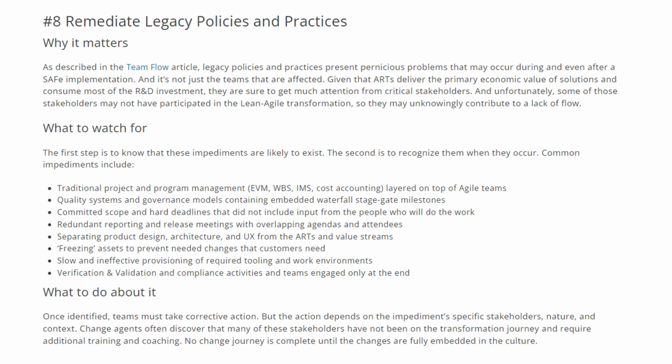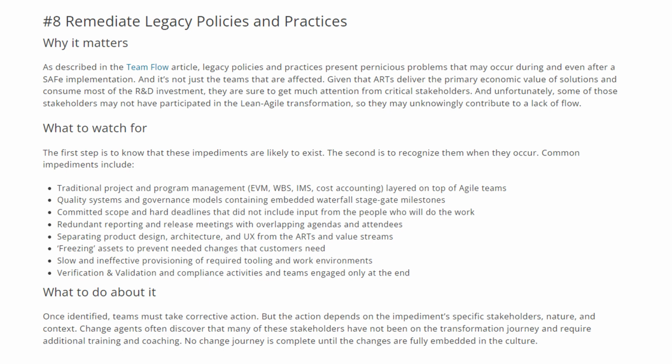Common impediments include traditional project and program management, EVM, WBS, IMS, cost accounting layered on top of agile teams. Quality systems and governance models containing embedded waterfall stage gate milestones. Committed scope and hard deadlines that did not include input from the people who will do the work. Redundant reporting and release meetings with overlapping agendas and attendees. Separating product design, architecture, and UX from the ARTs and value stream. Freezing efforts to prevent needed changes that customers need, slow and ineffective provisioning of required tooling and work environments, verification and validation of compliance activities and teams engaged only at the end.